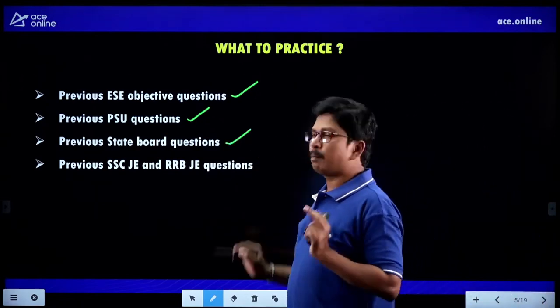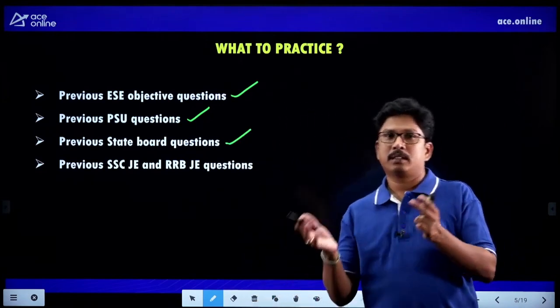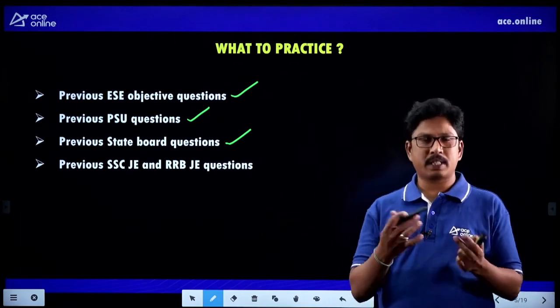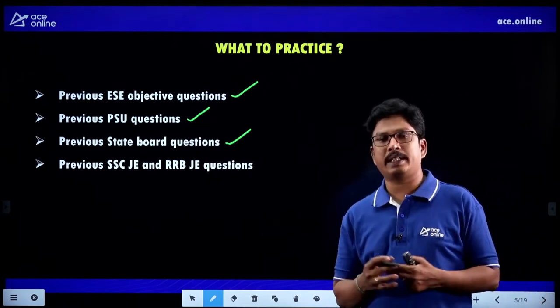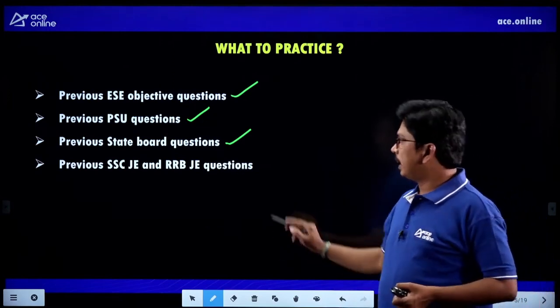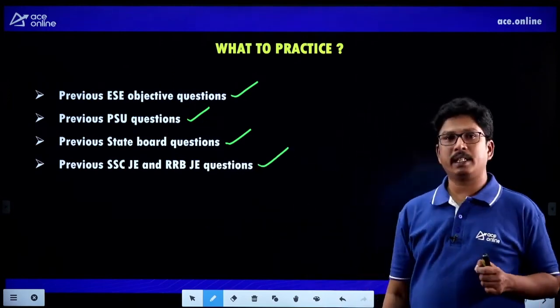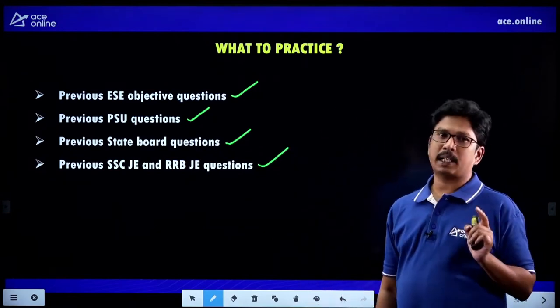And previous state board questions, electricity board questions like SPDCL, Transco, Genco, like every state is having. Those types of examinations in the electrical department, try to download them and practice them. And finally, previous RRB JE and SSC JE questions also you have to practice to get the maximum marks.